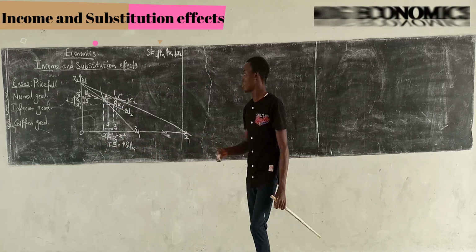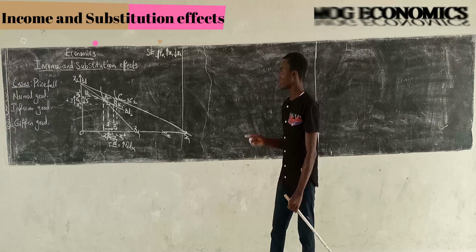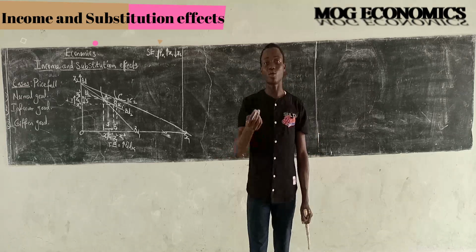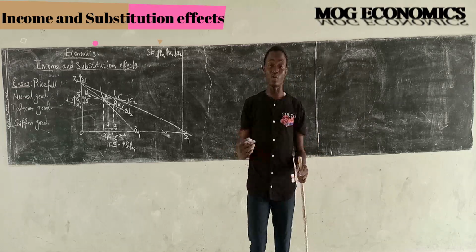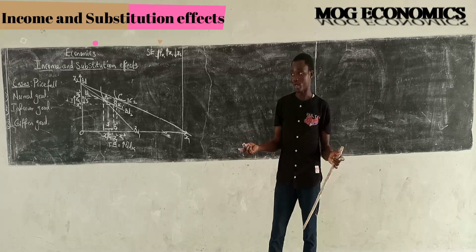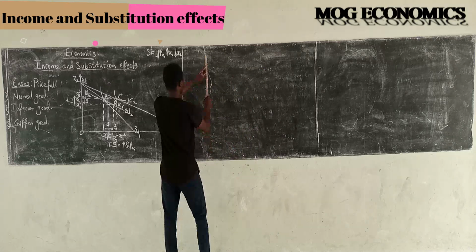Now the second one that we have to talk about is the inferior good. Now what is an inferior good? I said it earlier. An inferior good is a good that you consume less of when you are wealthier, and you consume more of when you are poorer. Okay, so now how do we sketch out the income and substitution effects for that?